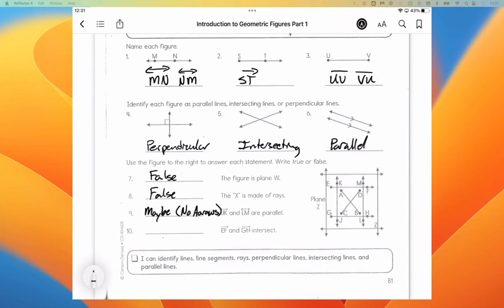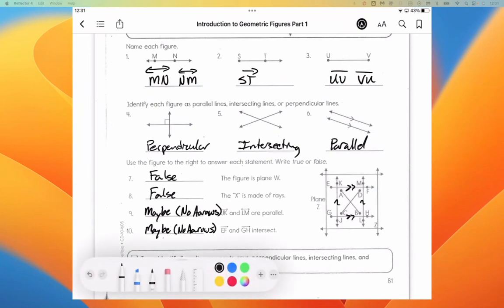EF and GH intersect. Again, I'm going to say maybe. Because if we continue those lines to the right forever, they may intersect because there's nothing on there that shows us that they are for sure parallel. All right. If those things had these lines like this, we would be able to tell that for sure they are parallel, but they don't have that. So we do not know.